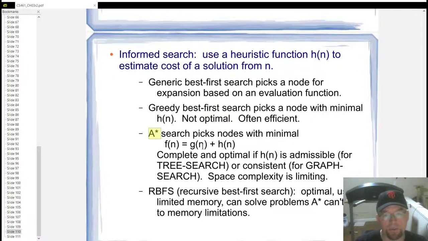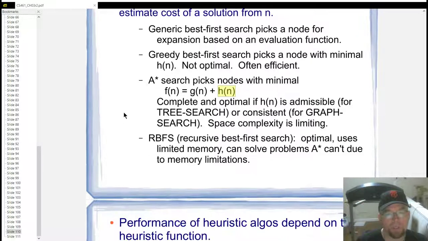A-star search picks nodes with a minimal evaluation function, where you're using g(n), which is just the path cost itself, plus the heuristic. It's complete and optimal if the heuristic is admissible. Admissible just means you're never going to overestimate the cost. Now that I think about it, I kind of skipped over it in the last section. If your heuristic function is not overestimating the cost, then it's admissible. So this search is going to be complete and optimal if you have a good heuristic function. That's all it means.